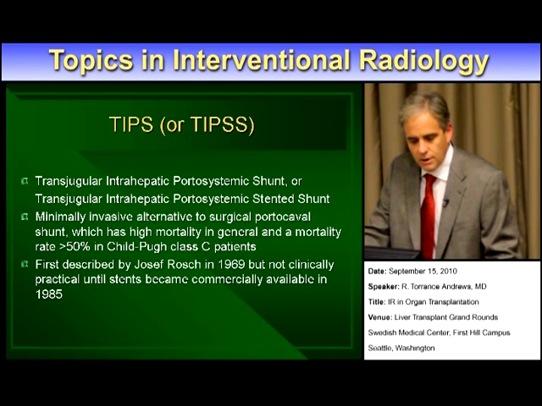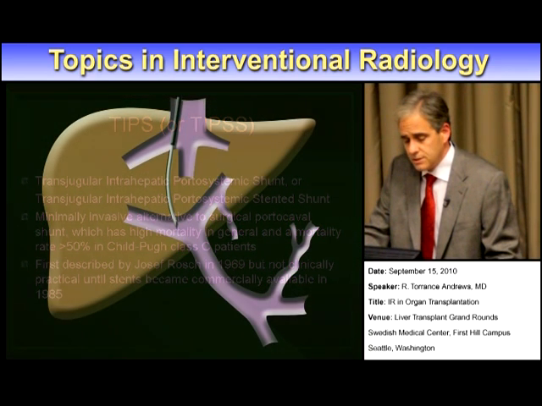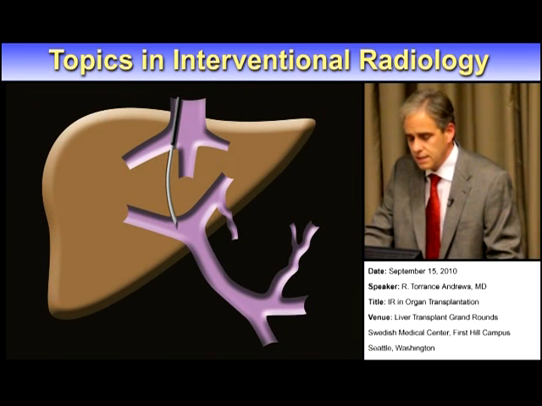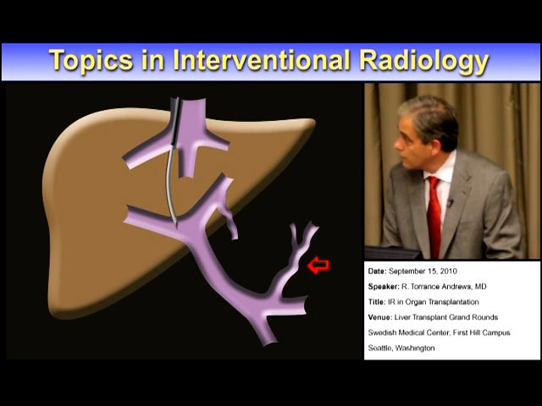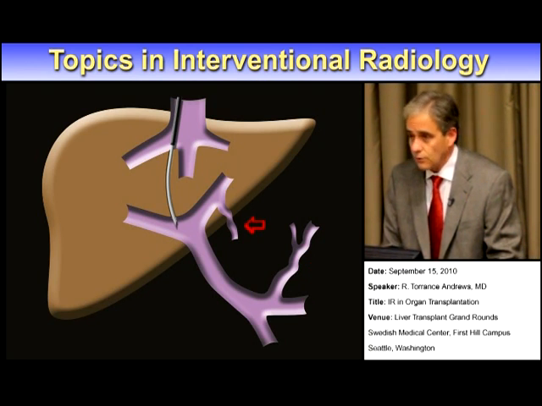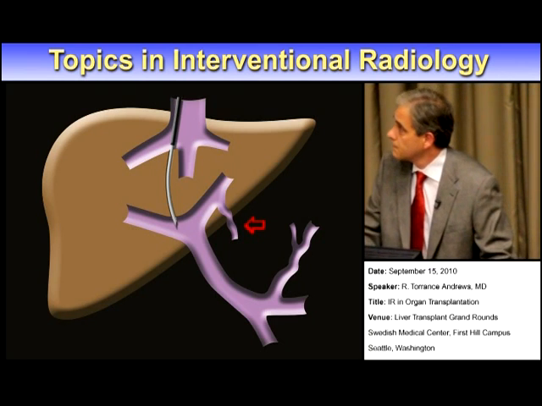I think most people are aware that this is a minimally invasive alternative to traditional surgical bypass, and it's been around and in use since about 1985. Just a quick couple of slides to demonstrate what's involved in this. This is a patient who has portal hypertension. You see that there is retrograde flow through varices here in the coronary vein, and also recanalization and retrograde flow in the umbilical vein.